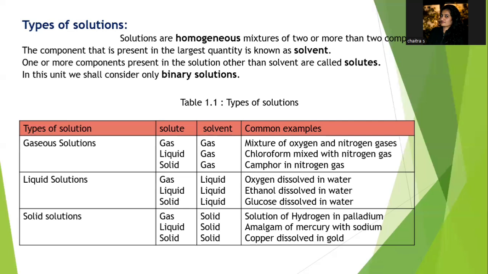The last one, in gaseous solution, the solute is gas and the solvent is gas. The mixture where the solute is solid and the solvent is gas, the copper is in nitrogen gas. These are the examples for gaseous solutions, liquid solutions, and solid solutions.